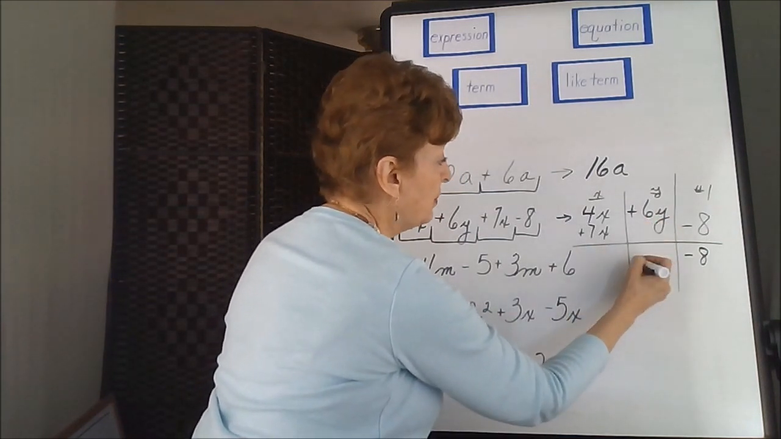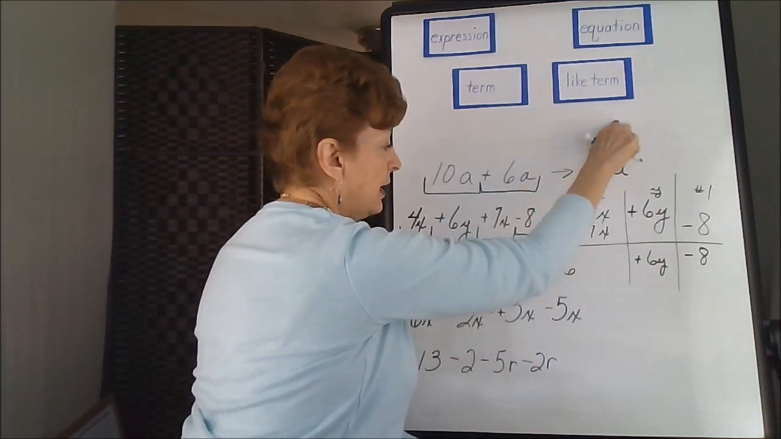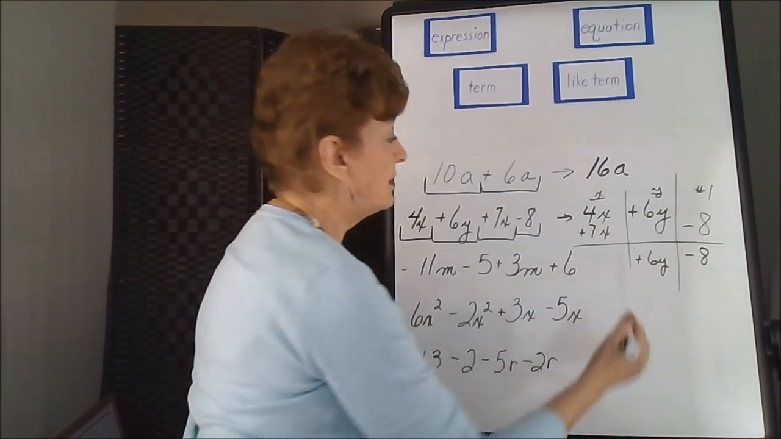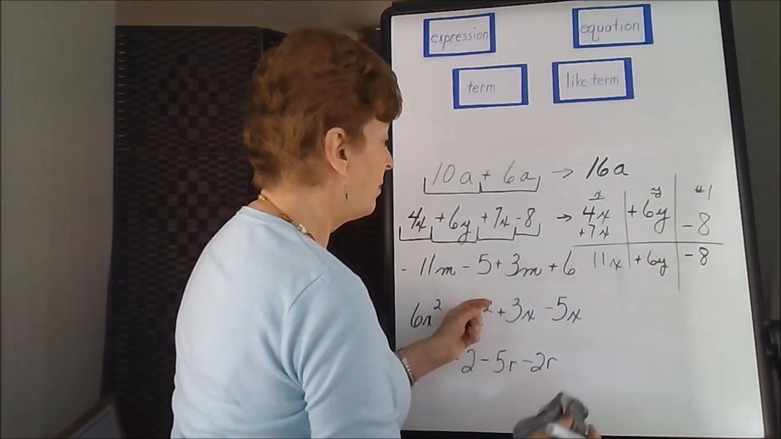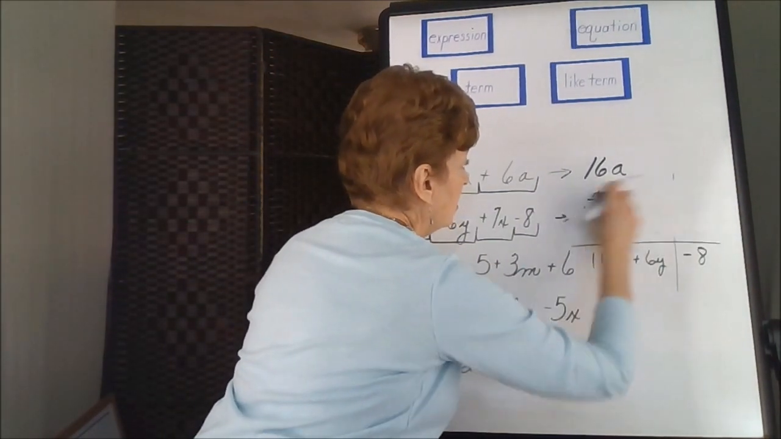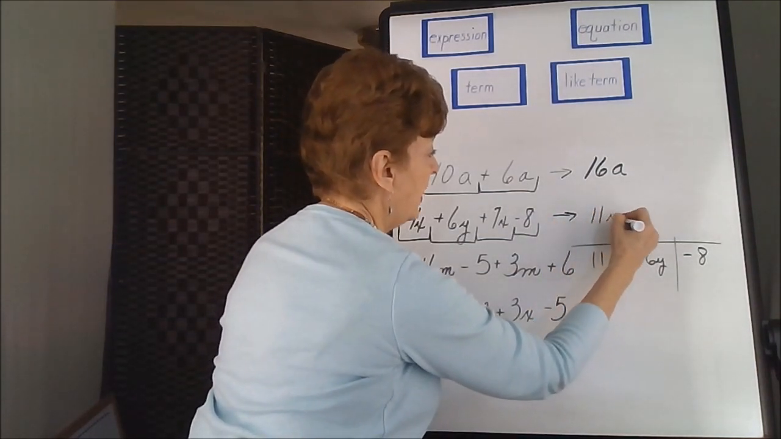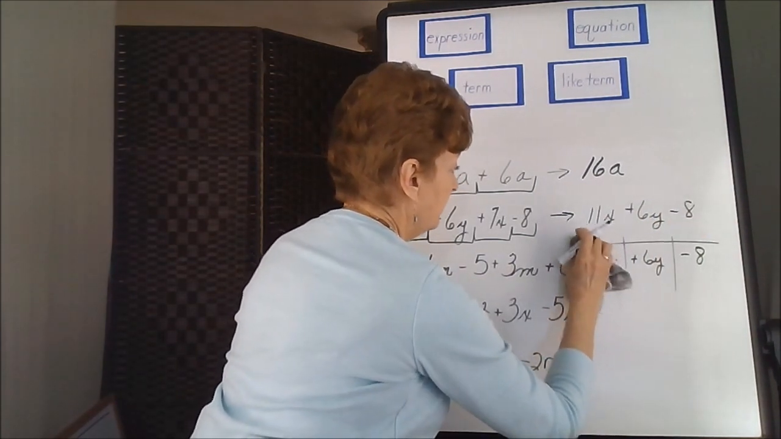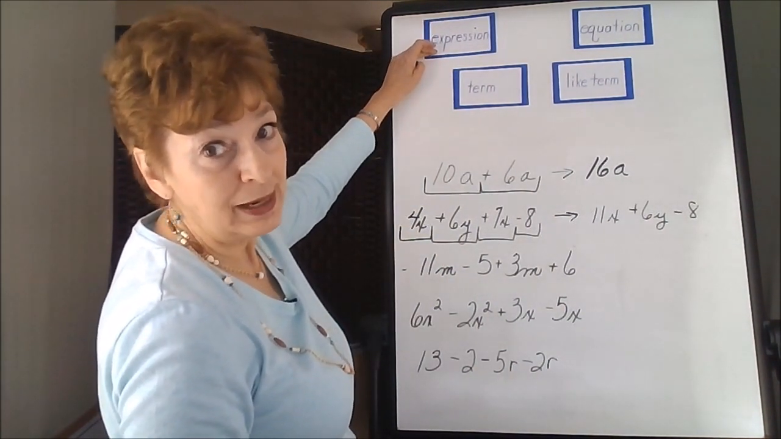There's only one term in the y's, but we have like terms, a like term here with 4 x's and 7 x's. This would give us 11x. So when we combine our like terms for this expression, this turns into 11x plus 6y minus 8. Notice it's still an expression. We have no equal signs.